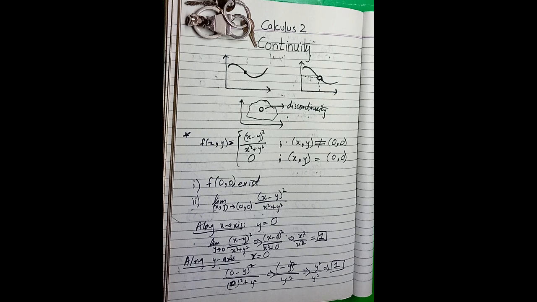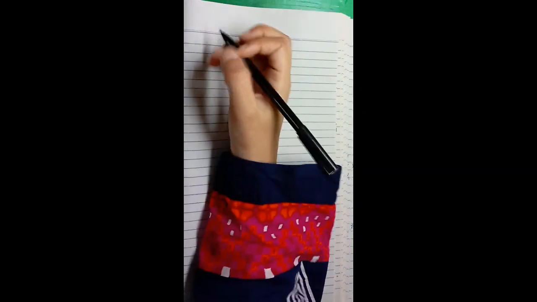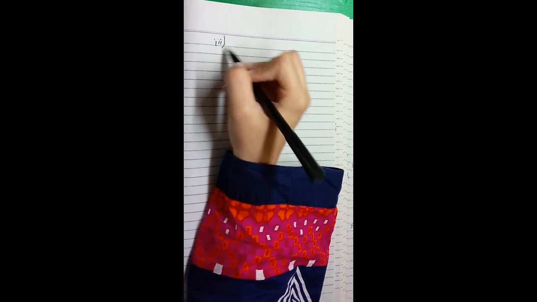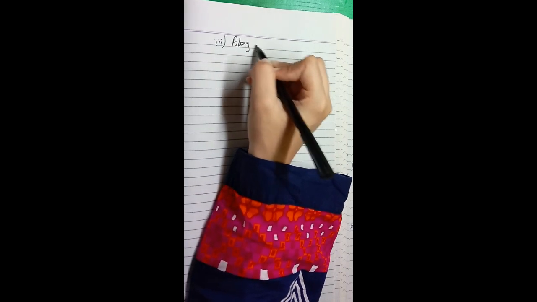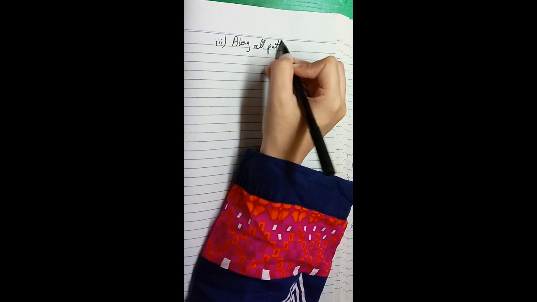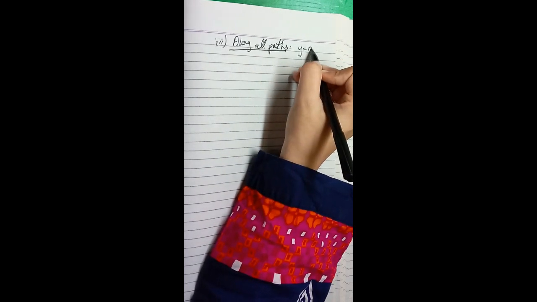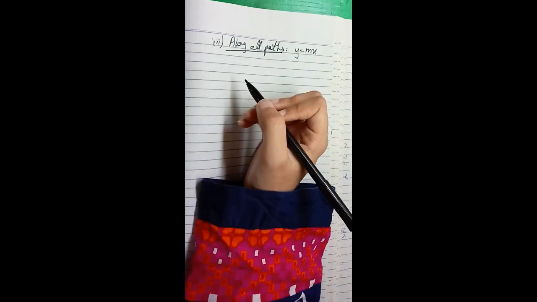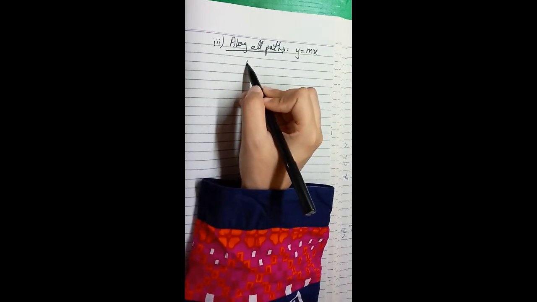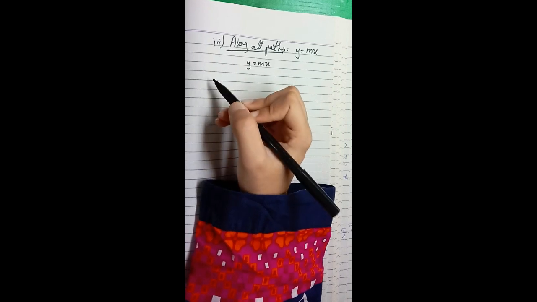So now we have to check our third condition, that when we reach from all paths, should we reach at the same point or not. So now our third condition, which says along all paths, that if we reach from all paths, should we reach at the same point or not. So the condition is y is equal to mx. Now we have to put y equal to mx at the place of y.